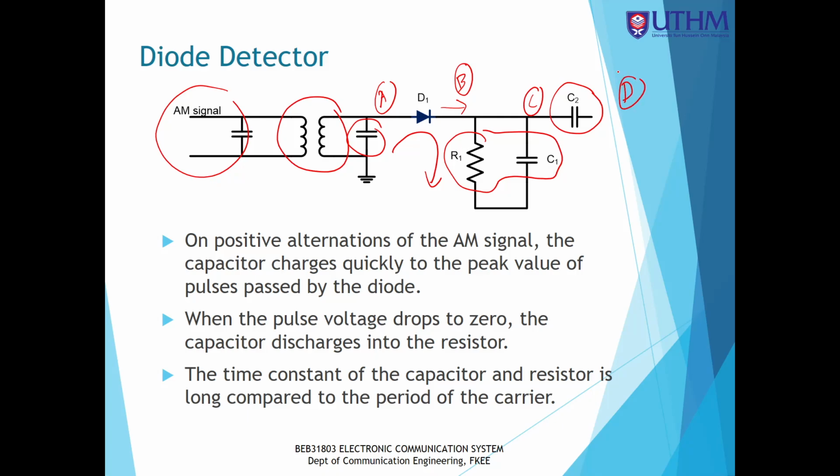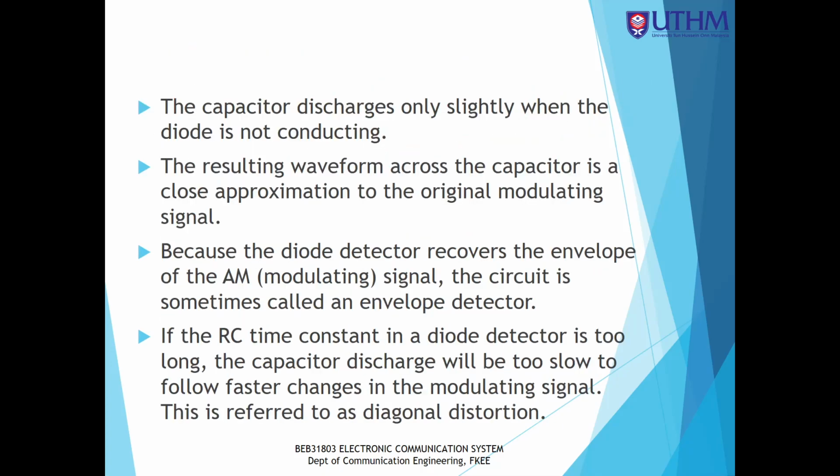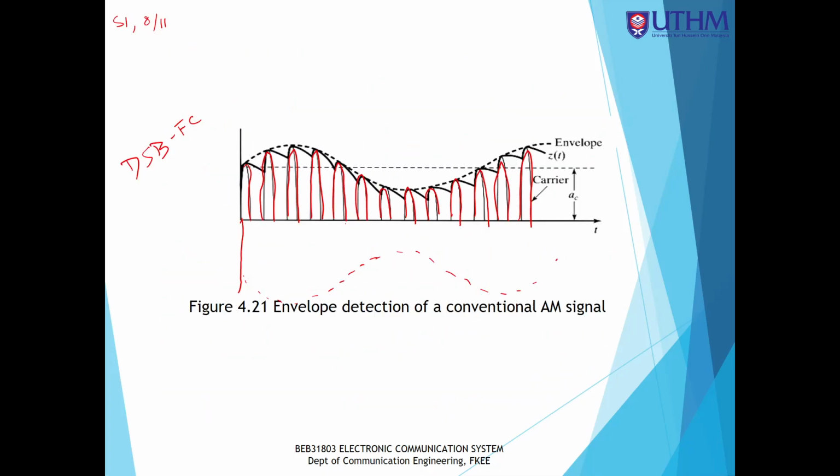Point C is right after the RC tank circuit. What happened after the RC tank circuit? Remember, the RC tank circuit will discharge during the reverse bias of the diode. So what happened? What happened is that, I'm going to erase this one.